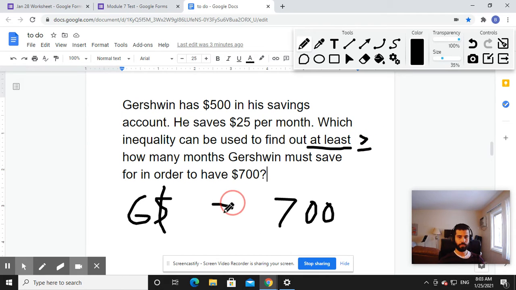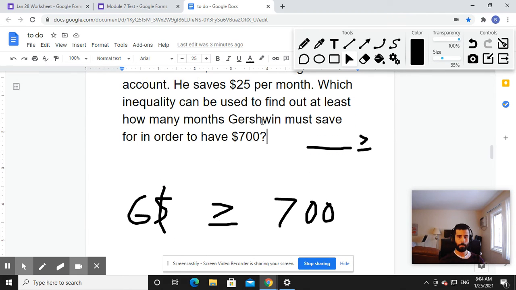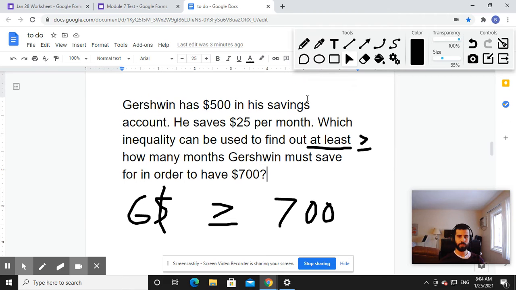So we look at how it is. Gershwin wants his amount of money to be greater than or equal to $700. That sounds about right. Okay, so he currently has $500. And let's scroll down a bit. So he currently has, I'll just start putting it over here, 500.